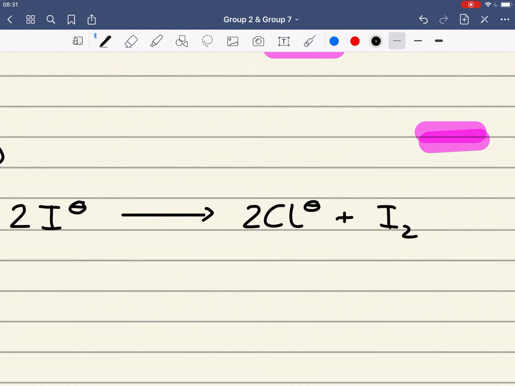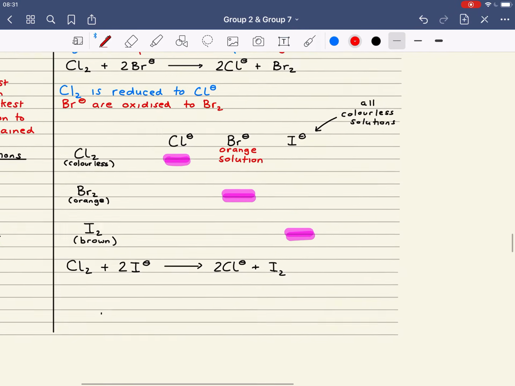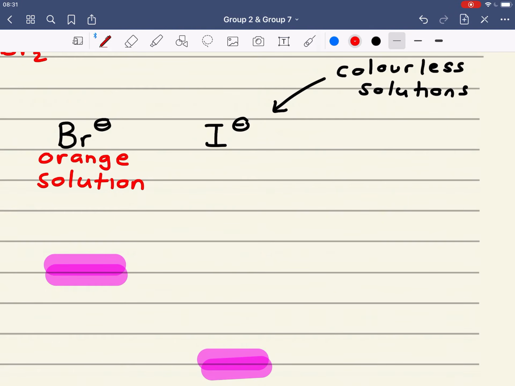Now, again, we've got two colourless solutions here, but we formed iodine, and iodine here is a brown solution. So my observation to show this reaction has occurred is you'd observe a brown solution forming.